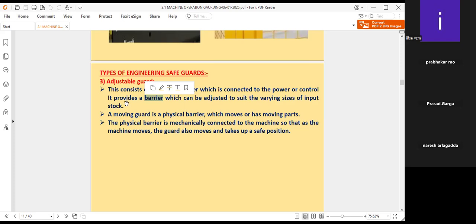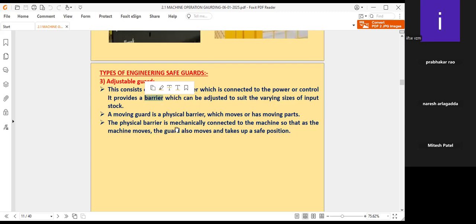One type is a moving guard, a physical barrier which moves or has moving parts. Either the impeller is moving or the blade itself is moving, depending on the manufacturer's design. The physical barrier is mechanically connected to the machine, so as the machine moves, the guard also moves and takes the safe position. So along with the machine, the guard also moves, so there is not much risk with this type of adjustable guard.